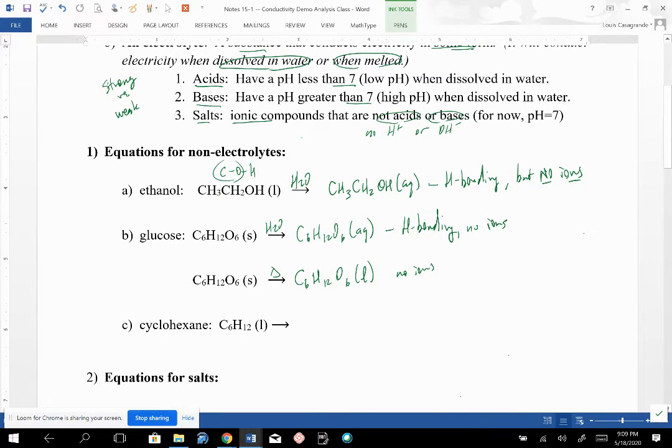Finally, with the nonpolars, if I try to put the nonpolar materials into water, no reaction, nothing happens. There's no ions formed. So no electrolytes, no conducting electricity for these guys.